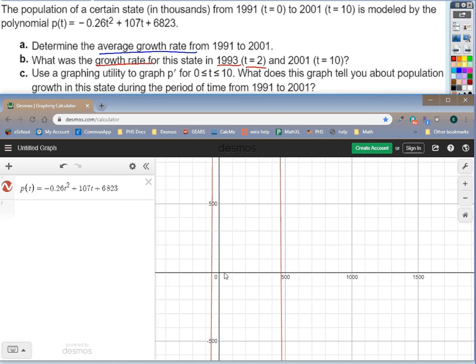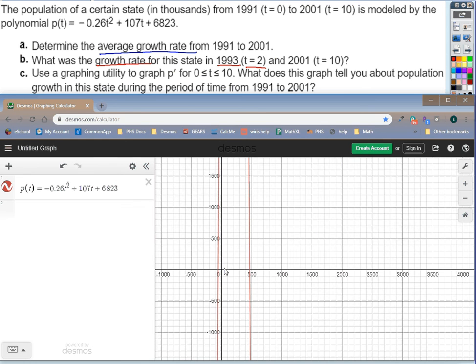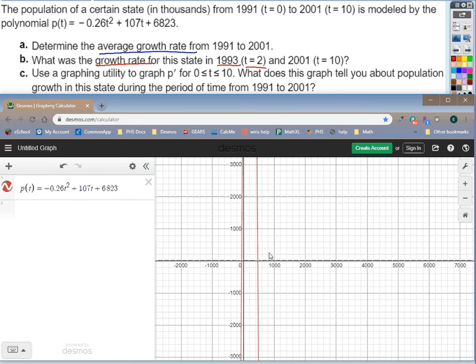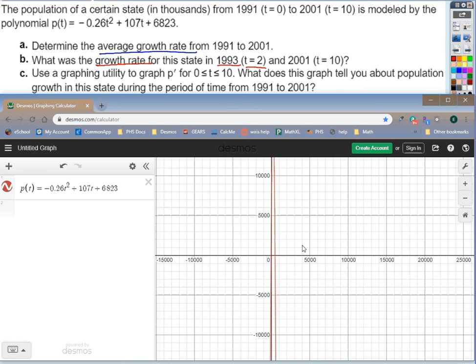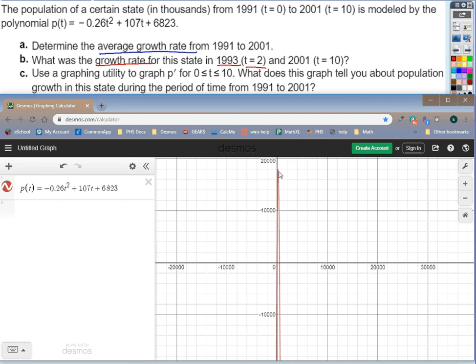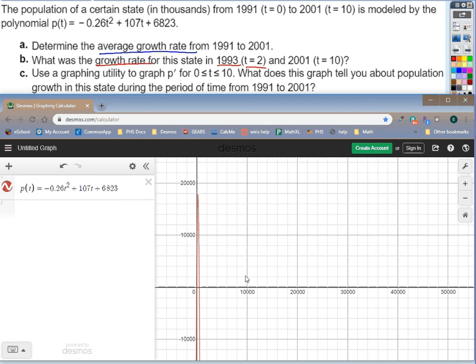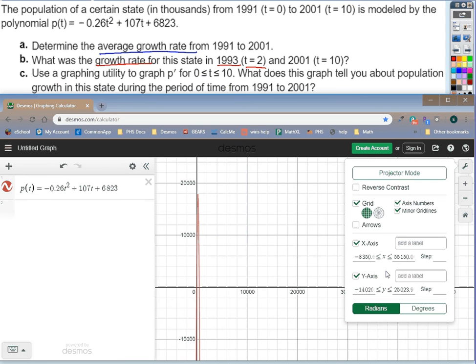So there it is. And we want to go from 1991 to 2001, so from 0 to 10, right? Let's get an idea how high we have to go with this. So it looks like if we go up to like 1800 or something on that axis. Part of what we want to do is get this graph where it makes sense. So let's set up the domain and the range that we can see in our window. What should I set the domain to be? 0 to 10.